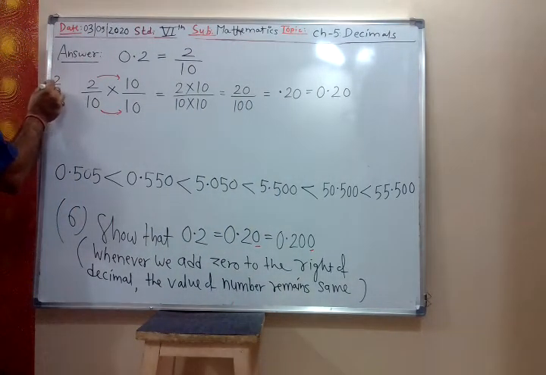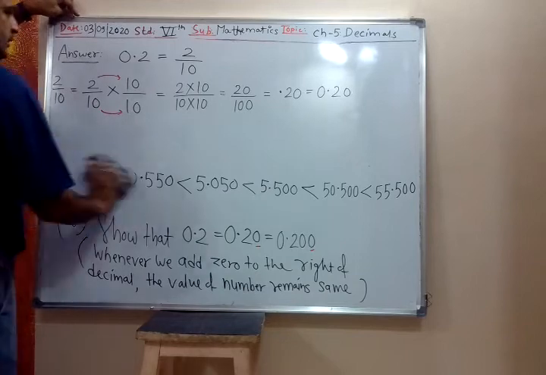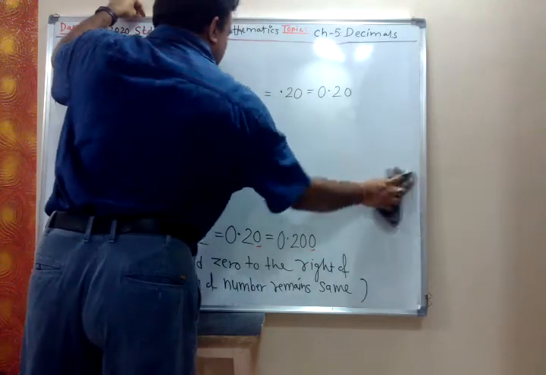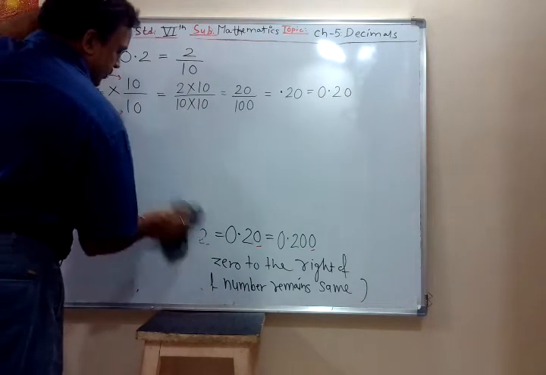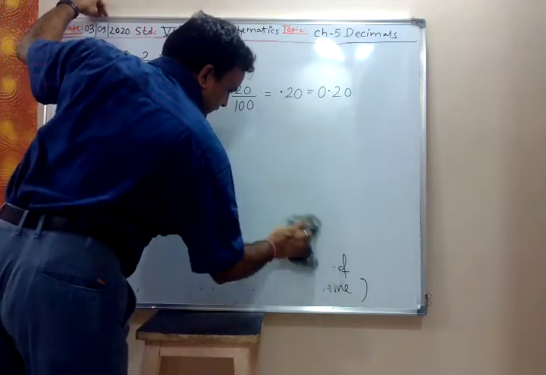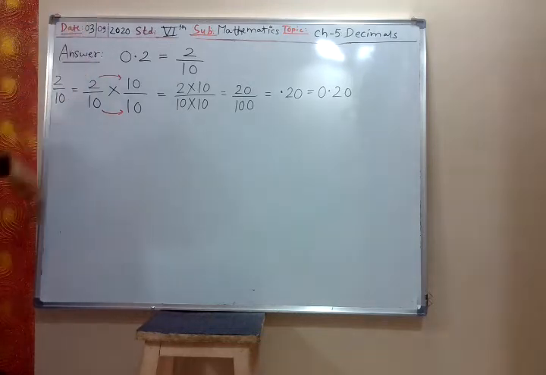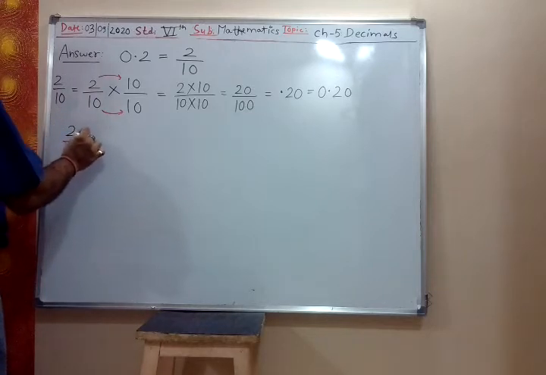So you write 2 upon 10 is equal to 0.20. So 0.20 is 2 upon 10. Yes. Now let us consider again 2 upon 10.